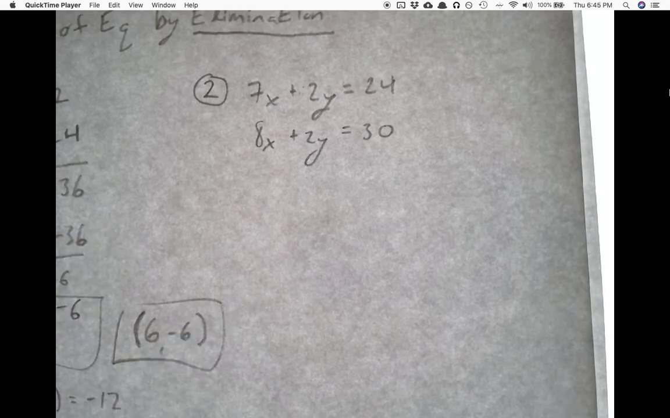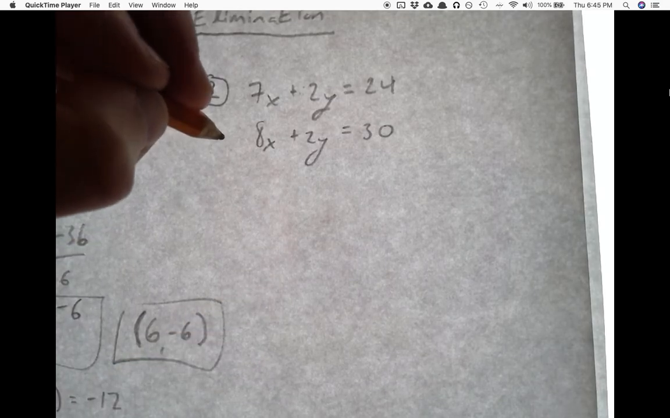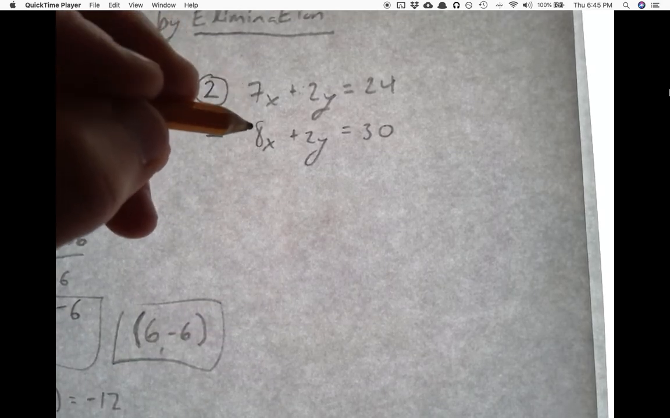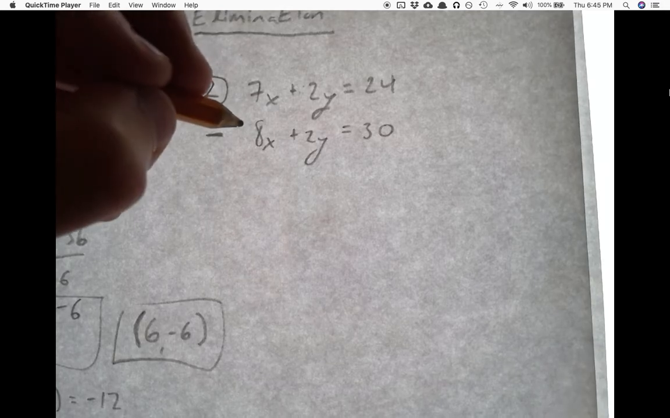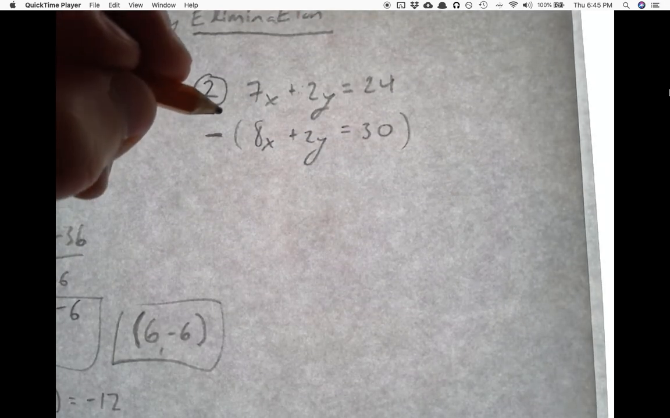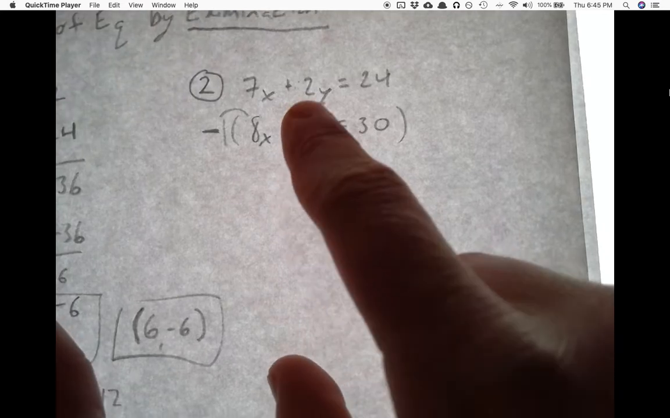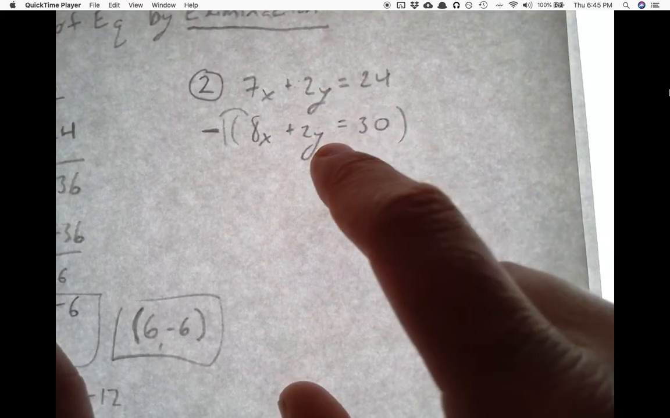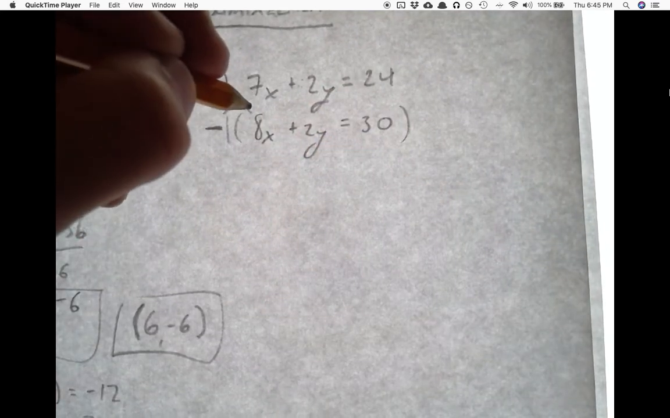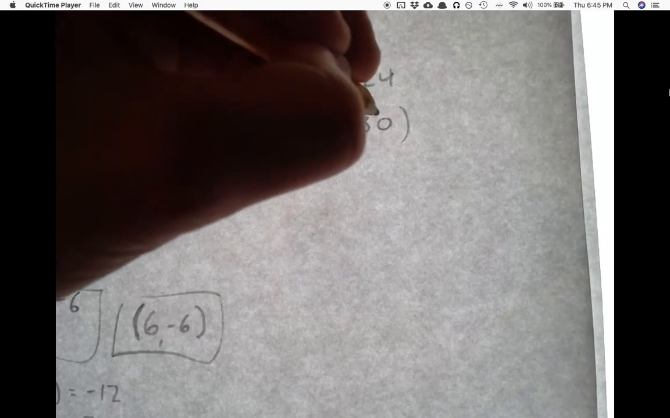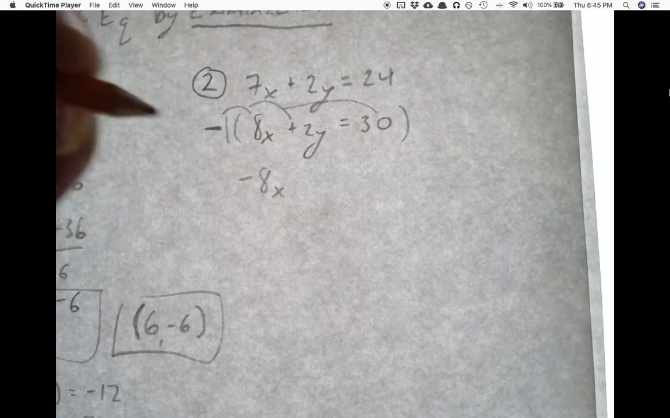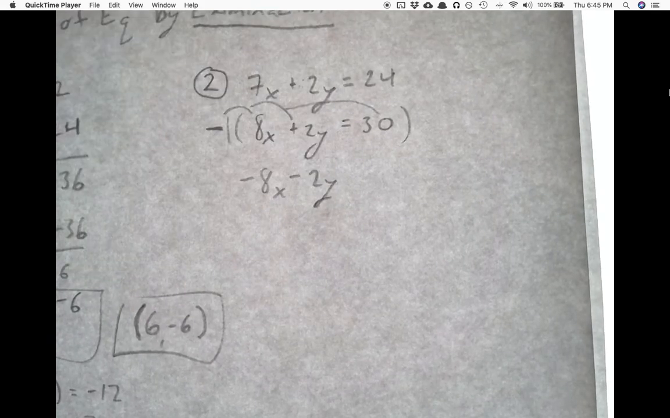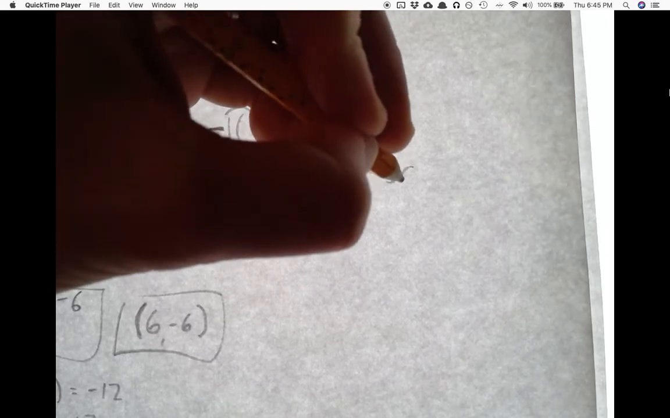There are two ways you can do this. The first way could be just to say, hey, I'm going to subtract the bottom one from the top one. I find that a lot of students get kind of confused with that. So instead what I like to do is just distribute this -1 in so that I'm switching the signs, right? I want two variables with the same coefficient but opposite signs. So I'm going to distribute this -1 to everybody here. So it's going to end up giving me -8x minus 2y equals -30.